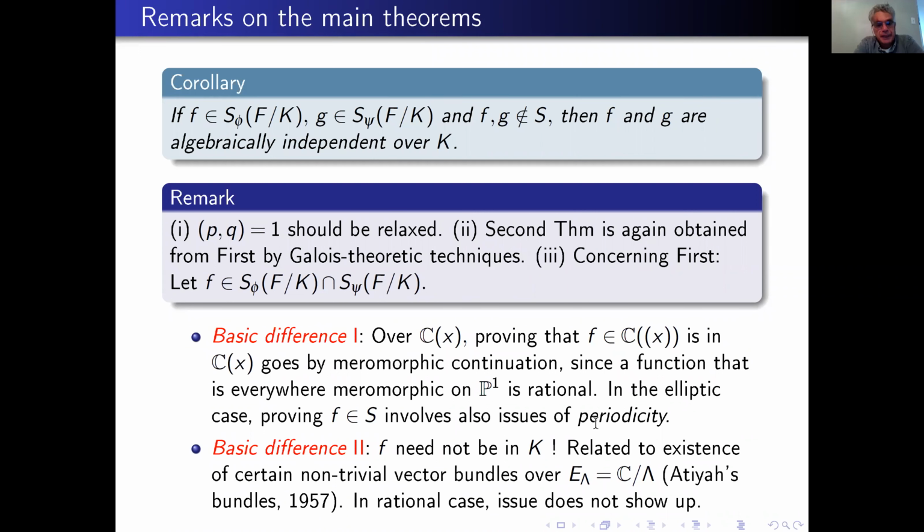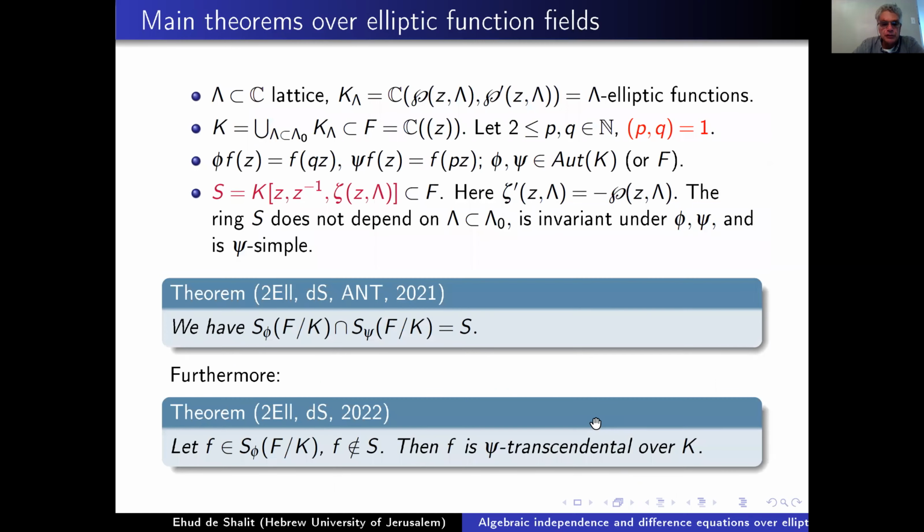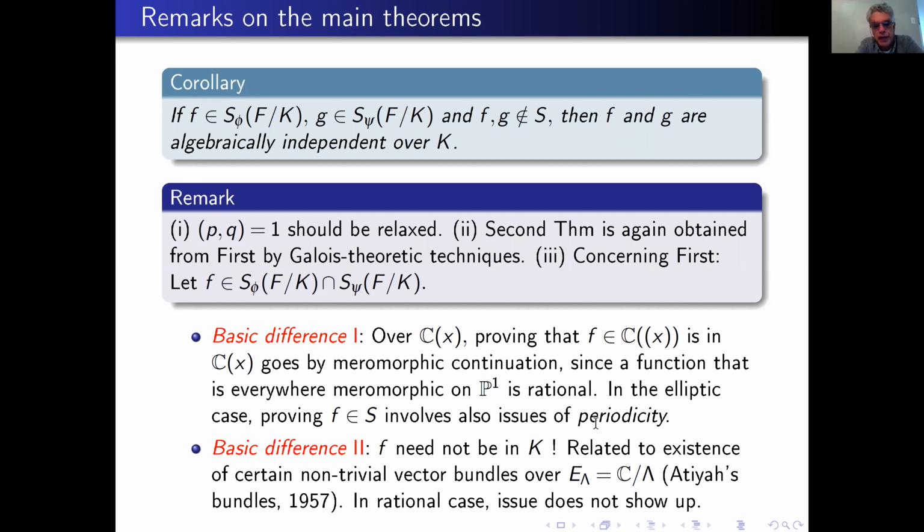The second remark is that the second theorem, this strengthening as before, as in the case of Adamczewski, Dreyfus, Hardouin, and Wibmer, follows from the first by Galois theoretic techniques. And the strategy is very similar to the strategy that these four authors take in their paper that is going to appear this year, I think, in the Journal of the European Mathematical Society. So I will not talk about it.